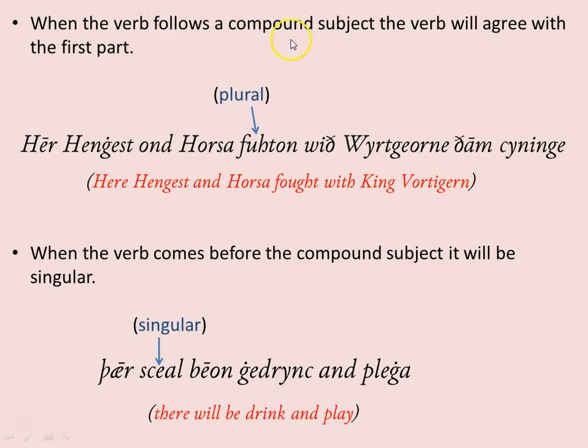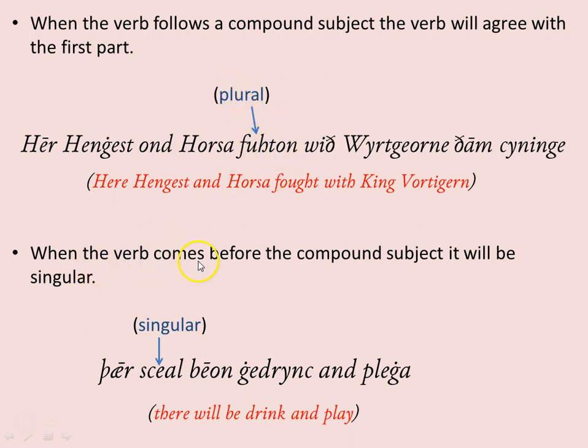Alright, when the verb follows a compound subject, the verb will agree with the first part of that compound subject. So, her Hengest and Horsa fuhton wið Wyrtgeorne þam cyninge. So here, Hengist and Horsa fought with King Vortigern. Now, fuhton is in the plural because you have two people here, Hengist and Horsa. So fought must be in the plural. We take the plural form for that word.